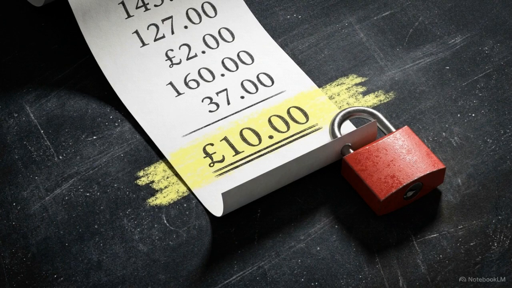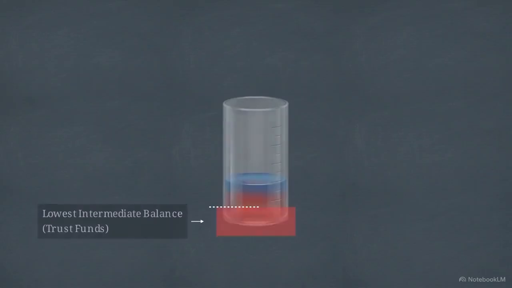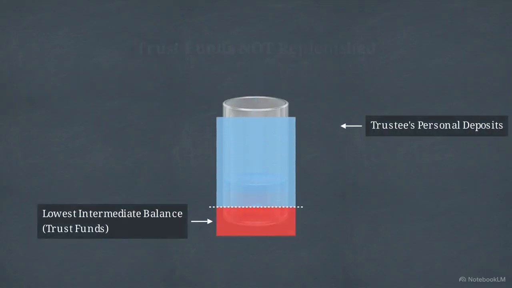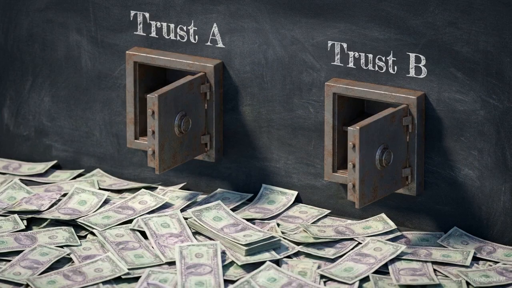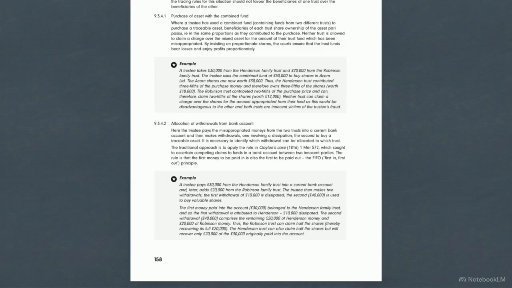The legal dynamic shifts entirely when a fraudulent trustee mixes money stolen from two entirely separate innocent trusts. Historically, the courts applied the rule from Clayton's case, which is first in, first out, or FIFO. As detailed in this example, the first withdrawal is automatically attributed to the first trust that deposited money. However, Clayton's case is frequently criticized because the outcome relies entirely on the chance order of deposits.